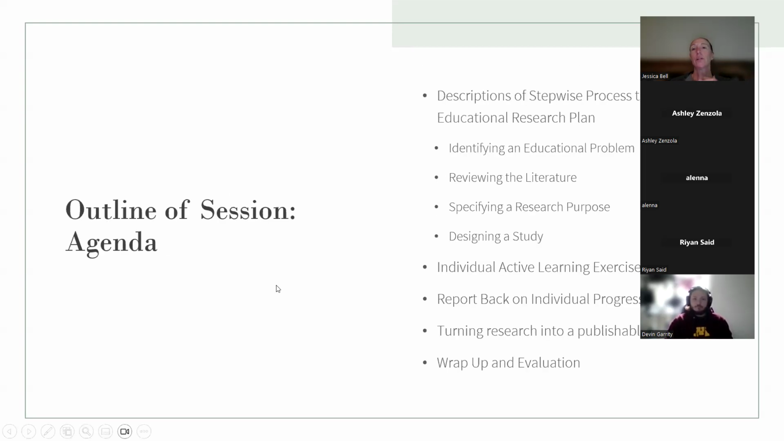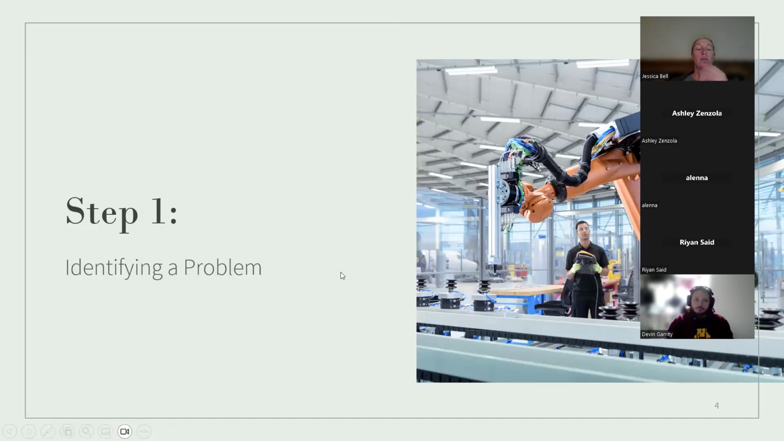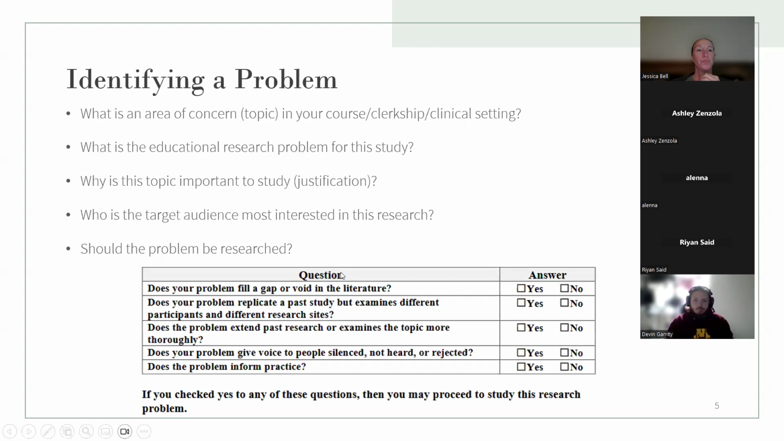All right. So we're going to look at a stepwise process to developing an educational research plan. We're going to identify the problem, review the literature, specify a research purpose, and design a study. All right, so let's look at identifying the problem. What is the area or topic of your course, clerkship, clinical setting, wherever your research is? I'll give an example in the next slide. What is the educational research problem for this study? Why is this topic so important to study?